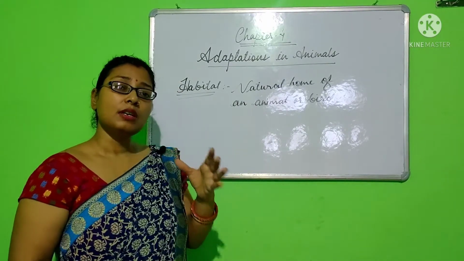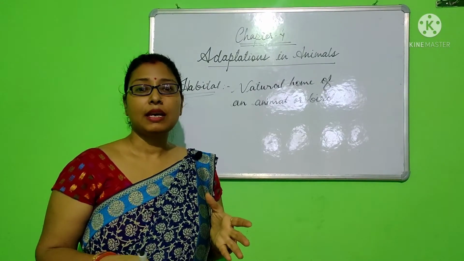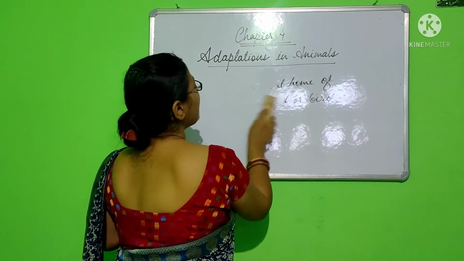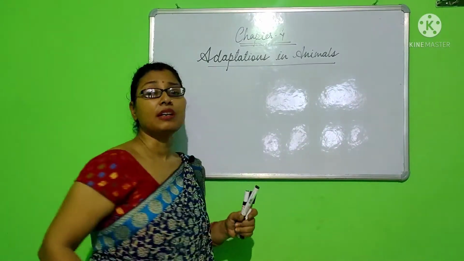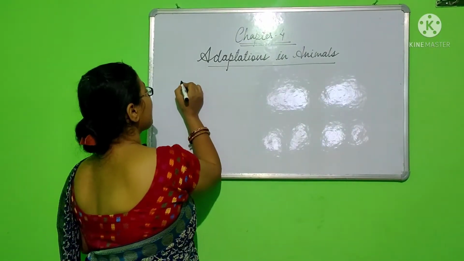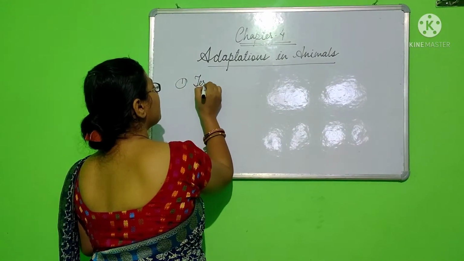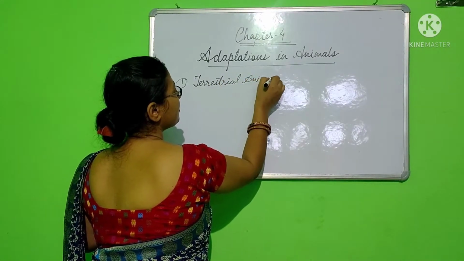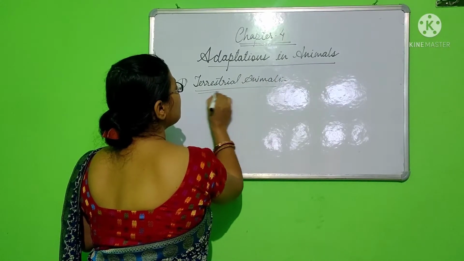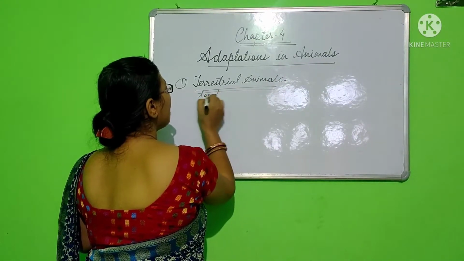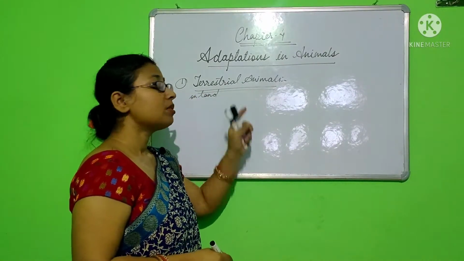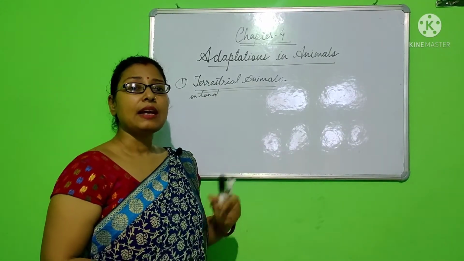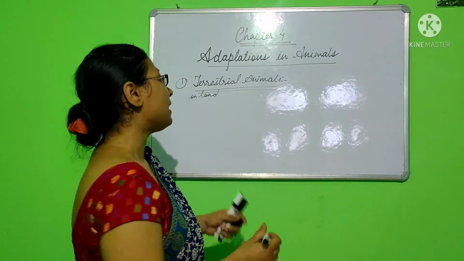After this, we will study the types of animals that we can find around us. What are the types of animals, and how are they different from one another? Let us now see. The first type of animal that we come across is terrestrial animals. Terrestrial means on land. So the animals that live on land are called terrestrial animals.